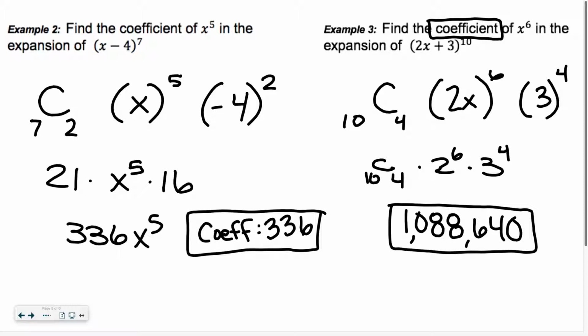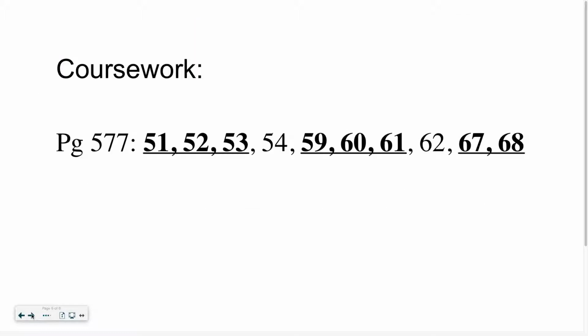Okay? Okay, your homework assignment is at the bottom of the page. We've got a nice chunk of time. Everybody should be working. You've got over 15 minutes remaining.